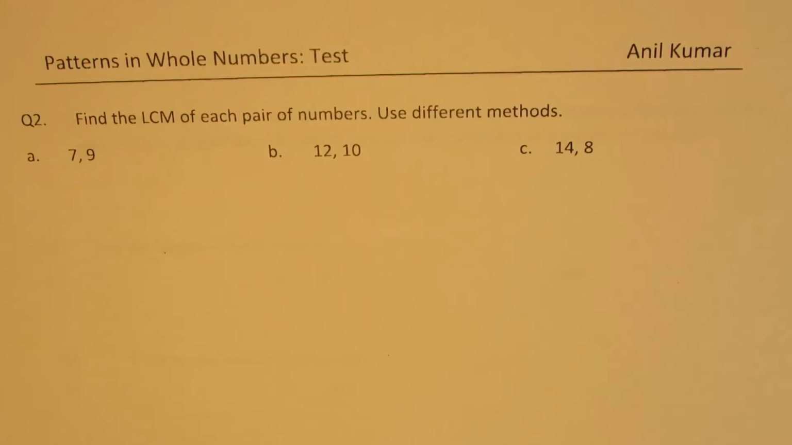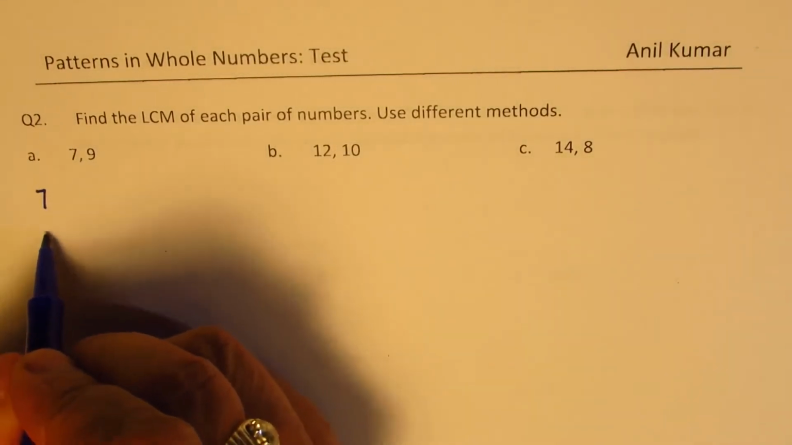So the question number 2 here is, find the LCM of each pair of numbers. Use different methods. 7, 9, 12, 10, 14, 8. So these are 3 sets of numbers for which you have to find the LCM. You can always pause the video and answer the question. So let's begin with the very first one, where we have 2 numbers, 7 and 9, right?